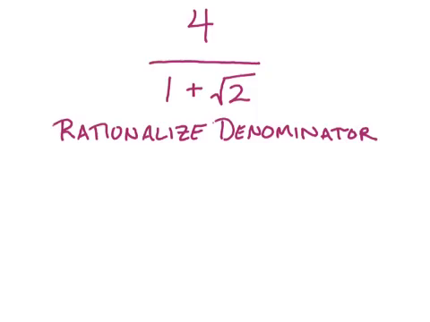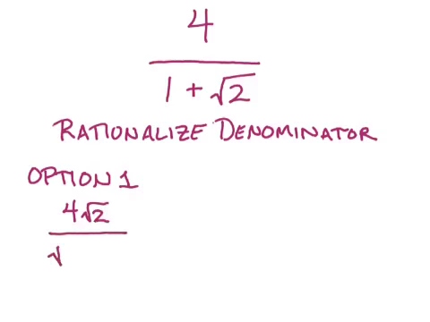Our first option, well, we could do something similar to what we do if we only had a monomial, meaning let's for a moment pretend this 1 wasn't here and we had just the square root of 2. To rationalize that, we would end up multiplying top and bottom by the square root of 2 and get this. So option 1 would give us multiplying top and bottom by just the square root of 2. We get 4 root 2 over the square root of 2 plus 2.